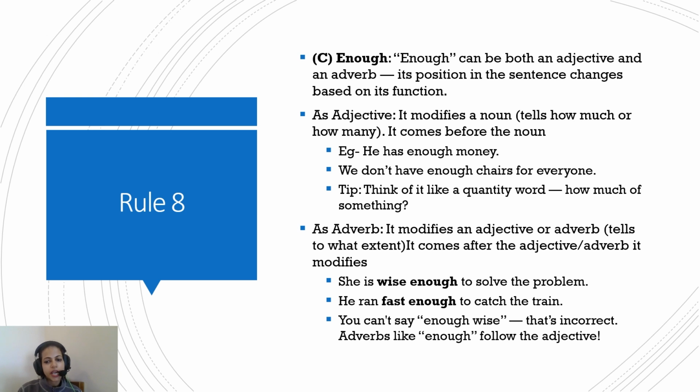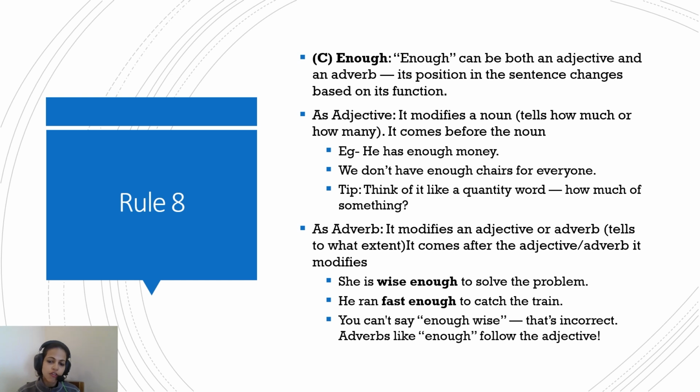We don't have enough chairs for everyone. So "enough" is again an adjective placed before the noun, because adjectives modify a noun. How many chairs do we have? We have enough for everyone. Think of it like a quantity word: how much of something. That is when "enough" is used as an adjective. But as an adverb, it modifies an adjective or adverb. It tells to what extent. So it comes after the adjective or adverb it modifies.